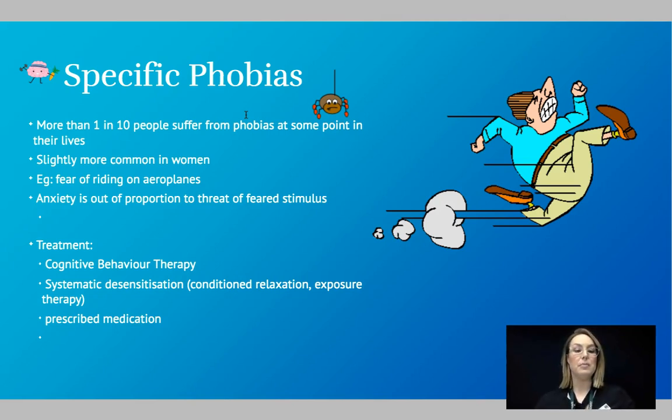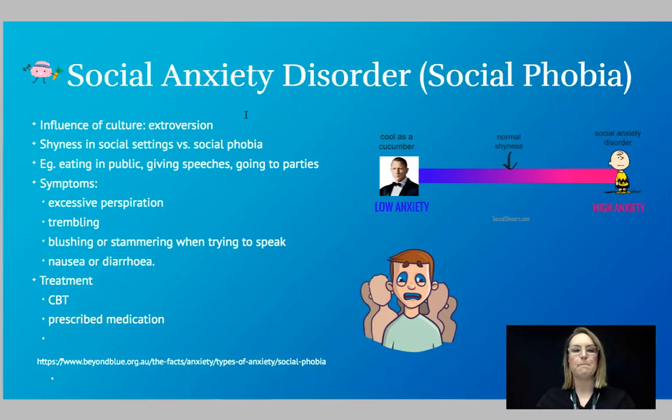Treatments for specific phobias, they are CBT, but we can also use systematic desensitization, which you'll remember from our learning topic. So if you need a recap of that one, please go back to our videos from that topic. But again, we're looking at conditioned relaxation, sometimes called exposure therapy as well. You can also prescribe medication, but again, only a band-aid for the symptoms. Okay, so that's specific phobias in terms of anxiety.